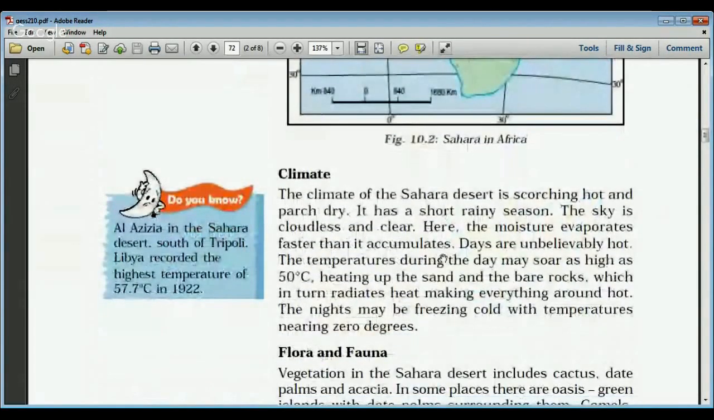And this is a fact that Al Aziziyah in the Sahara Desert, south of Tripoli, Libya, recorded the highest temperature of 57.7 degrees in 1922.